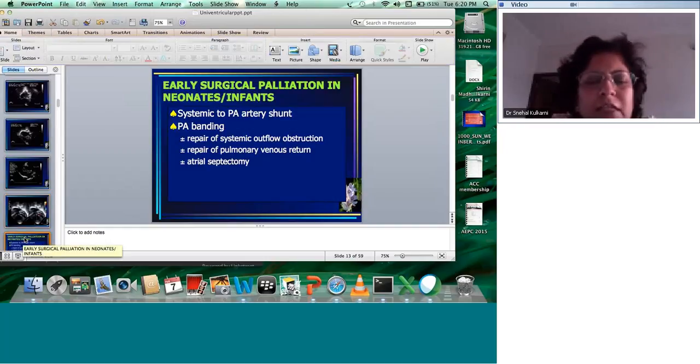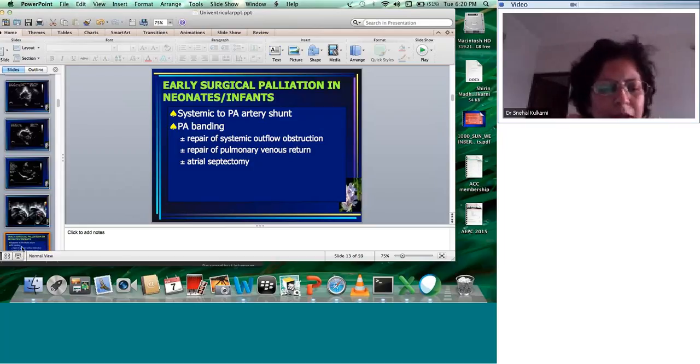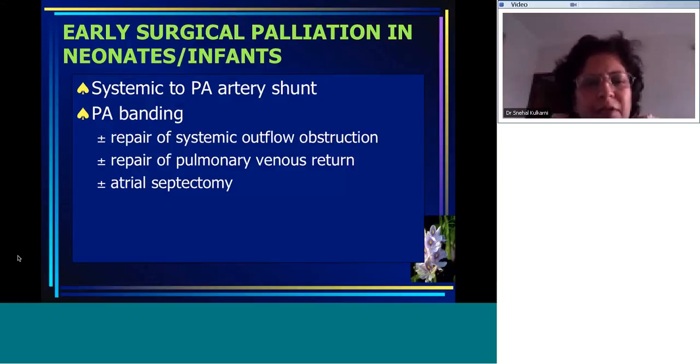So what are the early surgical palliations in neonates and infants in these situations? We need to do a systemic to pulmonary artery shunt in patients with pulmonary atresia, either it's a tricuspid hypoplasia or atresia with pulmonary atresia. We need to do a systemic to pulmonary artery shunt. We have to do pulmonary artery banding in excessive blood flow situations.